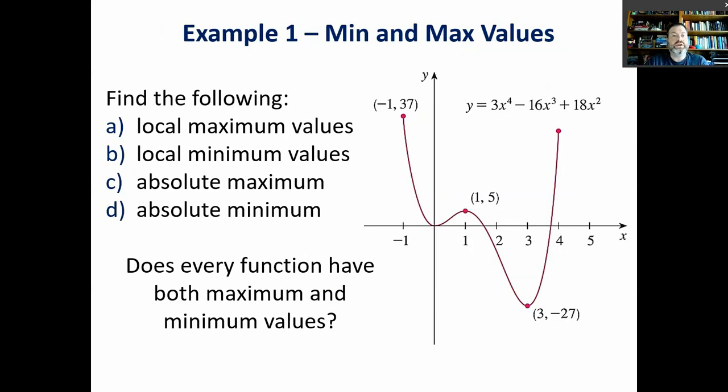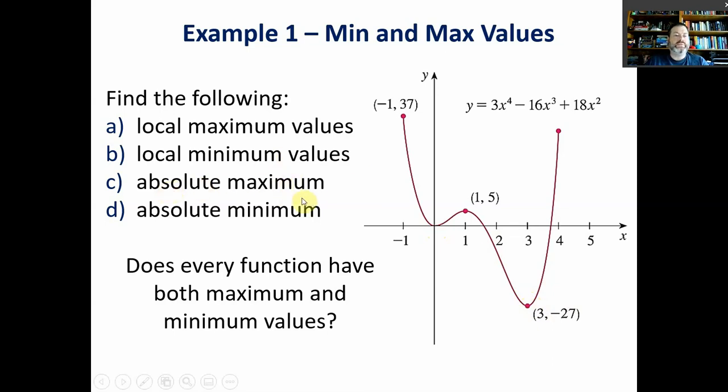So let's jump right in and do one of these. So local maximum values. So you just look for any point that's the highest in a small region on either side. Well, that's going to be 1, 5 right here, right? So the value itself, if we're just looking for the value, it's 5. If we're looking for the point, it's 1, 5, or f of 1 equals 5. This is definitely the highest point as you move away on either side. What about local minimum values? Well, we have one here, right at 0, 0, it's the lowest on either side. And down here at 3, -27 is the lowest on either side.